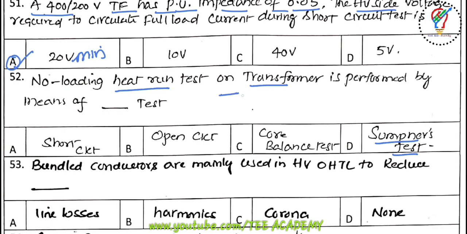So in the case of the Sumpner test, we will load one transformer with the help of another transformer, but without actually loading it on the machine. Two transformers are connected in a back-to-back fashion. That is the reason why the Sumpner test is also known as the back-to-back test. So the correct answer for this question, 52, is D.